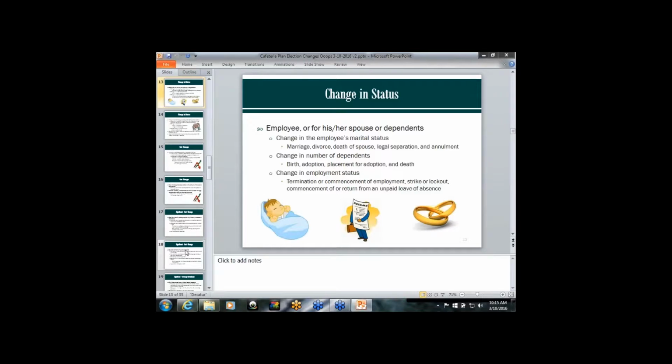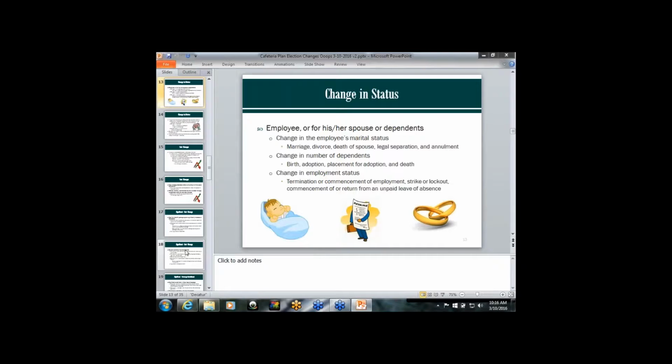Pennsylvania is a state that does not have legal separation. If you're separated, that is still your legal spouse and they still retain all of their rights. So you need an actual divorce in Pennsylvania. Legal separation doesn't count. You're changing your number of dependents. You gain a dependent through either a birth or an adoption or placement for adoption. Or unfortunately, there also could be a death of a dependent.